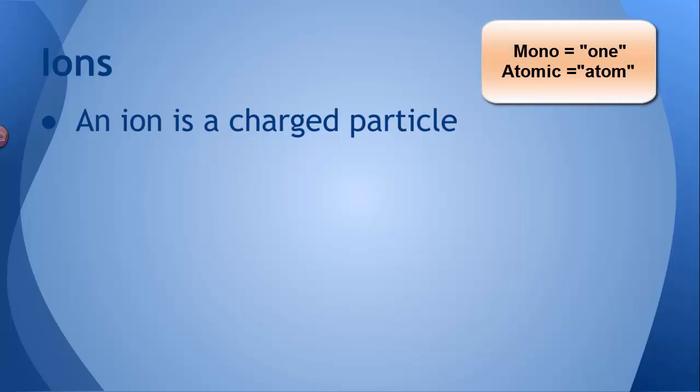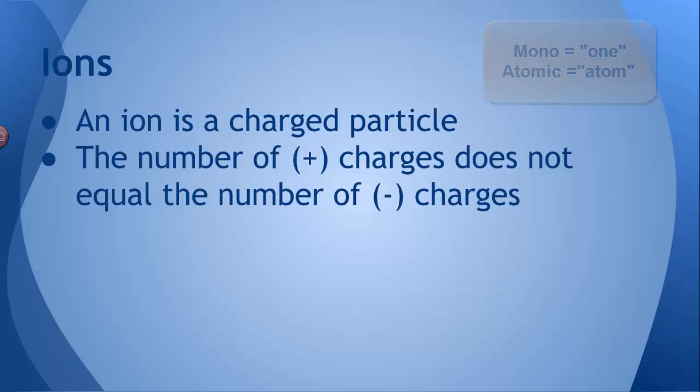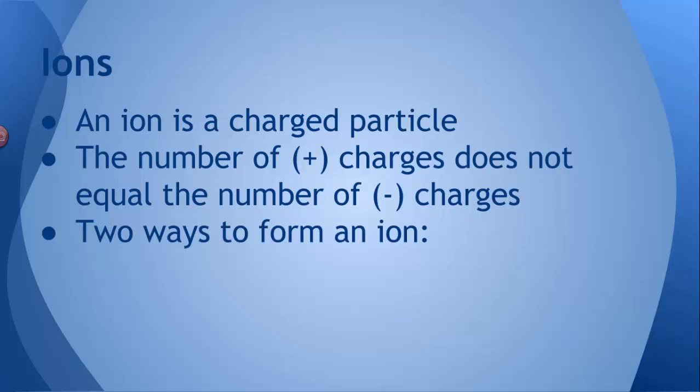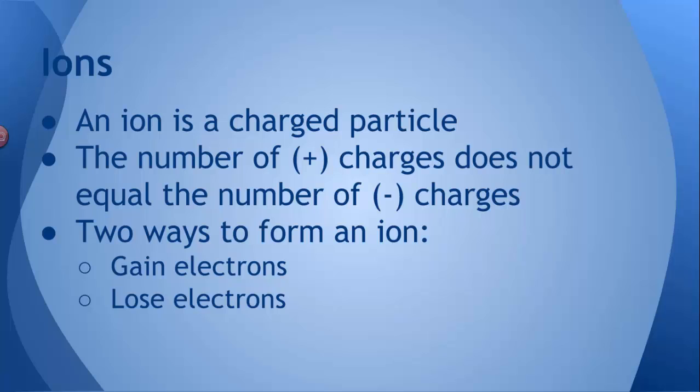Monatomic means one atom. So we're going to be looking first at atoms that have a charge. If it has a charge, it means it's not neutral. And if it's not neutral, that means that the number of positive charges is not equal to the number of negative charges. So how does that happen? How does it happen that you might not have equal numbers of those? Well, there's two things that can happen to an atom that will give it a charge. Either the atom can gain electrons, or it can lose electrons.